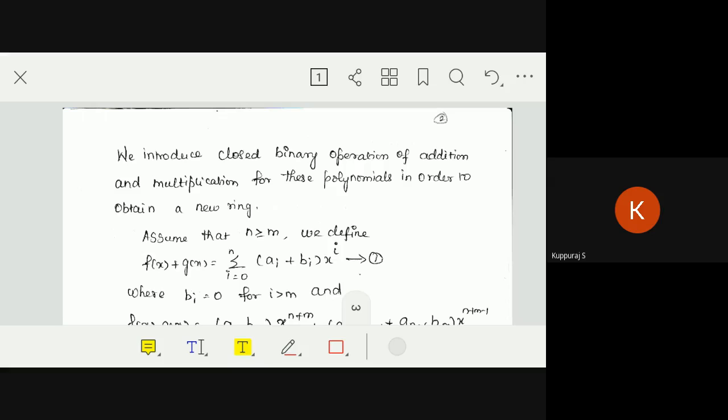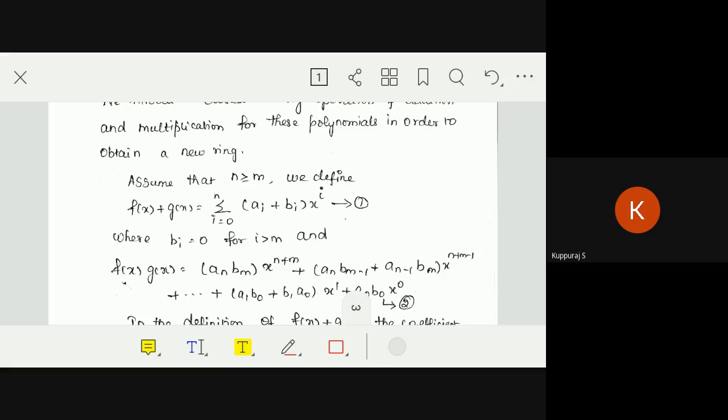So I'm going to define the addition of those two polynomials, that is f of x plus g of x. f of x plus g of x is nothing but adding the coefficients, using the formula summation i equal to 0 to n of (a_i plus b_i) into x power i. First you write the coefficients of the polynomial f of x and of the polynomial g of x, and then you add them. By using this formula we can find f of x plus g of x, the addition of two polynomials.